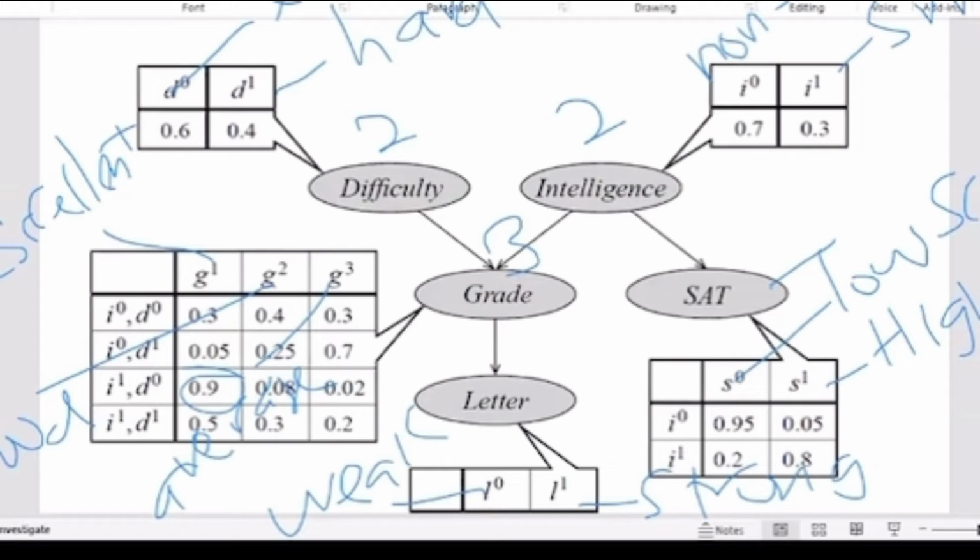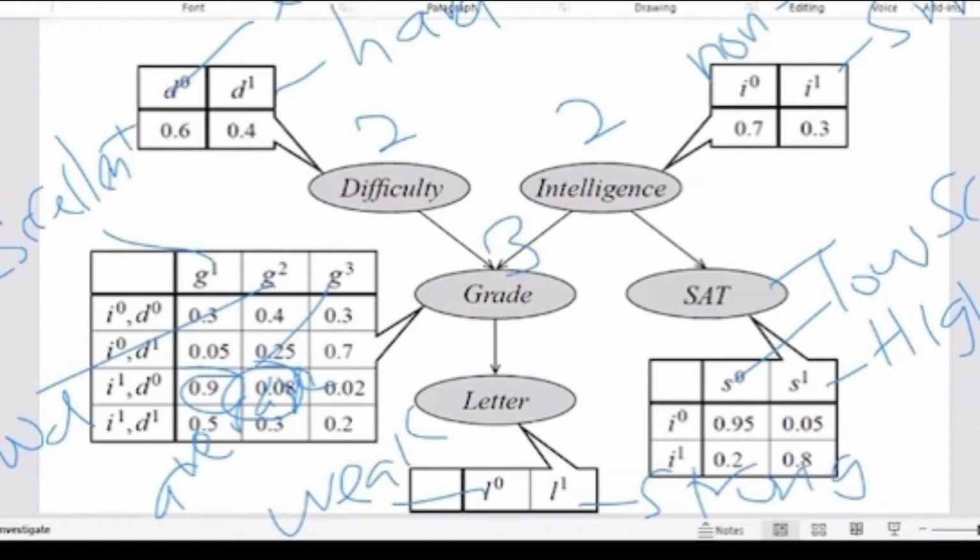Then what about this one? That same student, 8% of the time, is going to have a good grade. And we're talking about I1, smart students, in an easy class. Then take a look at it. They could have average too, but only small. Look at that, 2%.